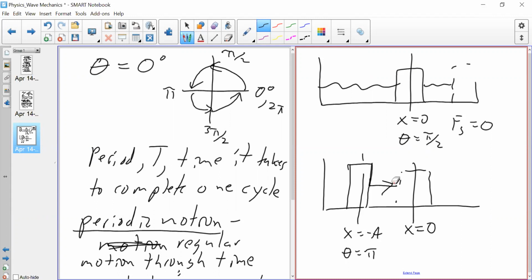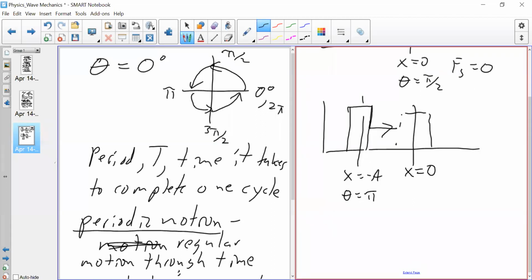And out here, the restoring force is going to go to the right because it's trying to pull you back to the right. No, you're going left. No, I want you to go right. Oh, you went right. No, I want you to go left. So it's always trying to get back to 0. That's why it's periodic. Back, forth, back, forth.